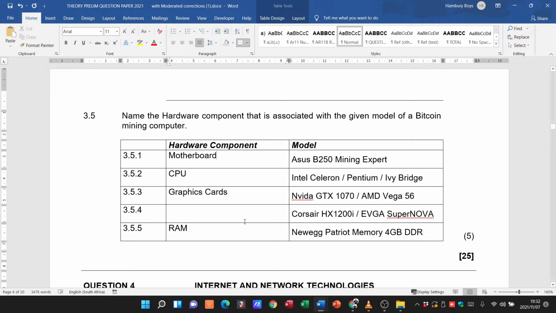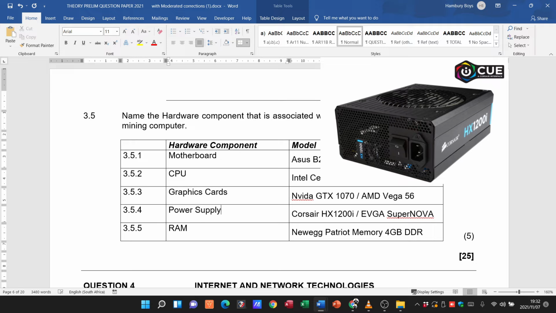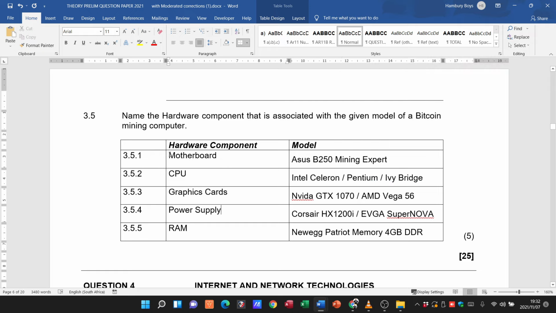And then all of this needs to be powered by something. So my Corsair over here is my power supply. Okay, so they can give you different examples, but this is just to show you all of these components are everything that you'd see in a normal computer.